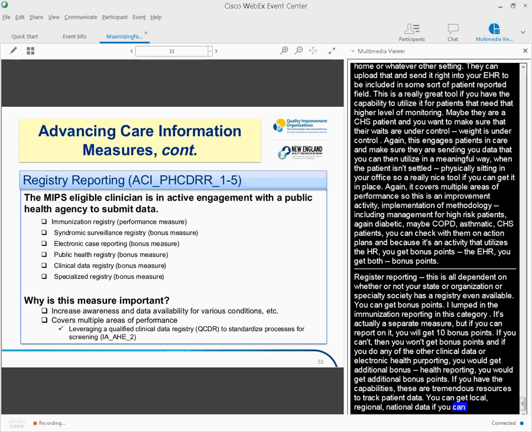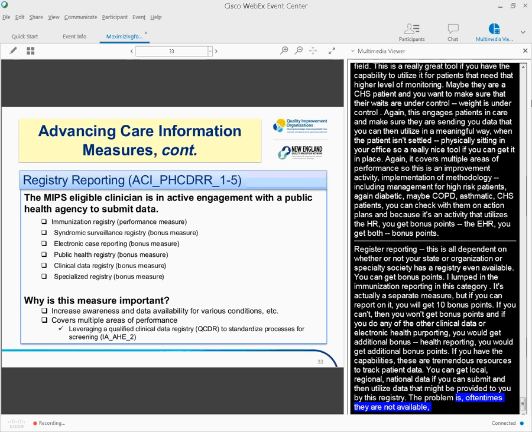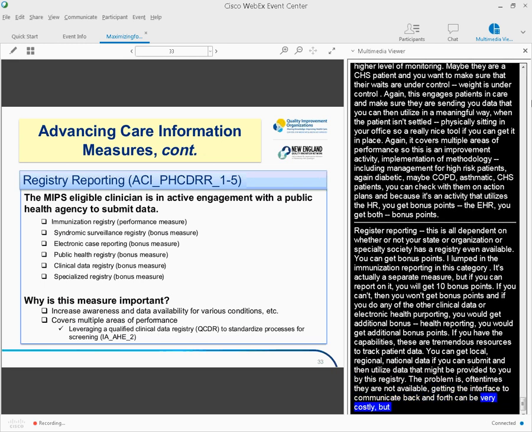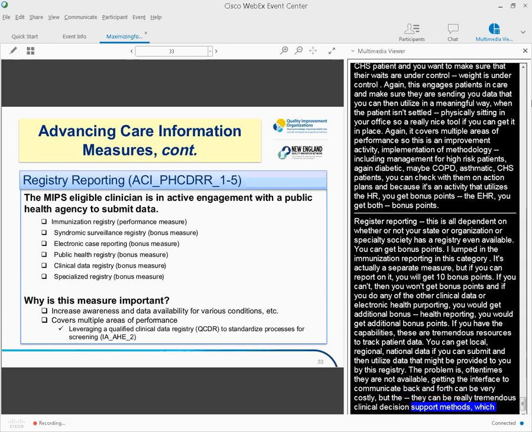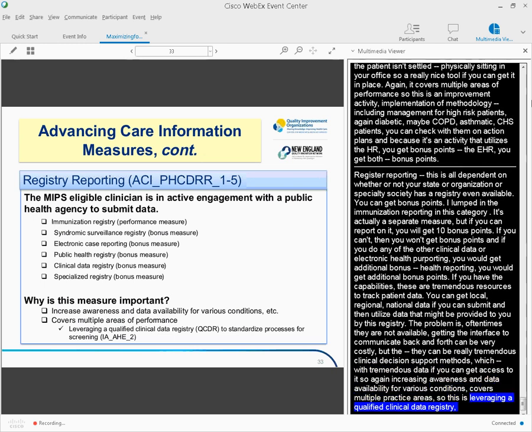The problem is oftentimes they're not available. Getting the interface to communicate back and forth can be very costly, but they can be really tremendous clinical decision support methods with some tremendous data if you can get access to it. So again, increasing awareness and data availability for various conditions. It covers multiple practice areas. So this is leveraging a qualified clinical data registry, again, the QCDR, to standardize processes for screening. So if you have an opportunity to utilize one of those, I would highly recommend it.